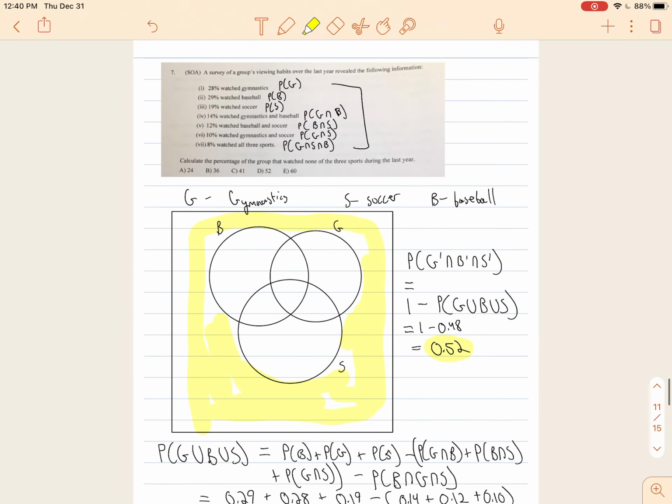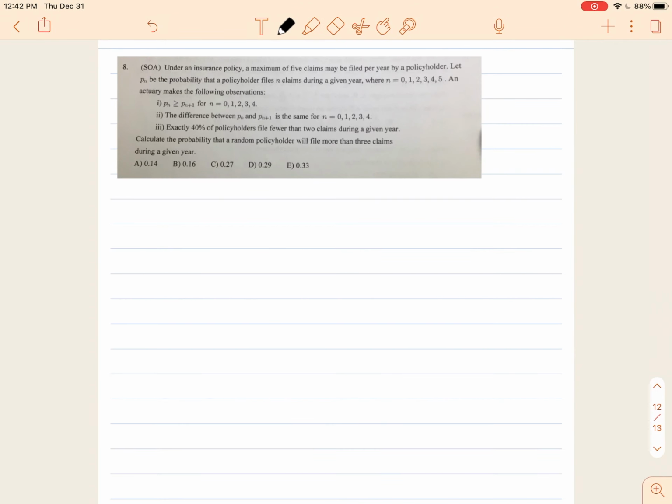And that is D. Okay, on to number 8. This one's a little hard. I would say it's probably the hardest one so far at least. So, under an insurance policy, a maximum of 5 claims may be filed per year by a policyholder. Let Pn be the probability that a policyholder files n claims during a given year, where n equals 0, 1, 2, 3, 4, 5.